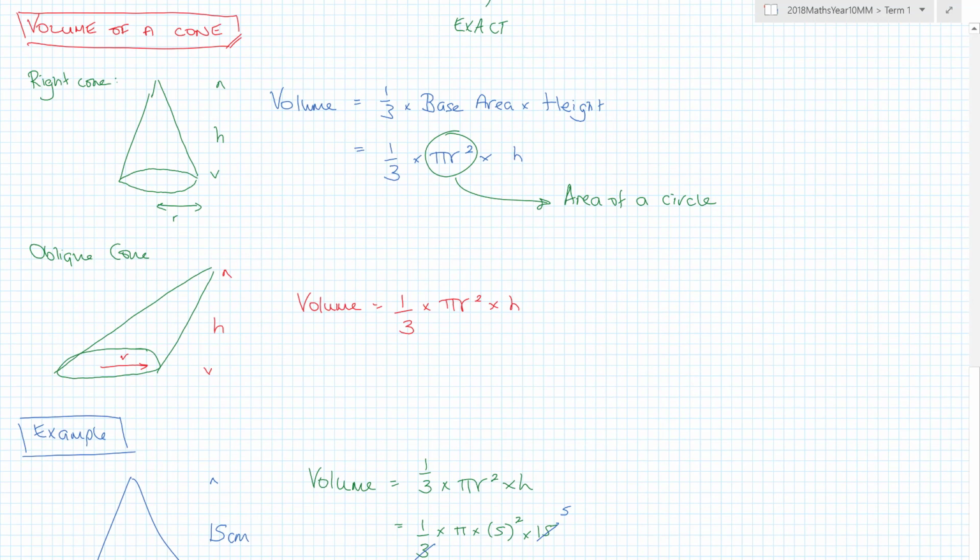Now again, remember there are right cones and oblique cones. A right cone is where my height is at right angles to my base. Here, my oblique cone, although my height is at right angles, we can actually notice that the oblique cone has just been pushed over. So, the volume of a right cone is 1/3 times base area times height.